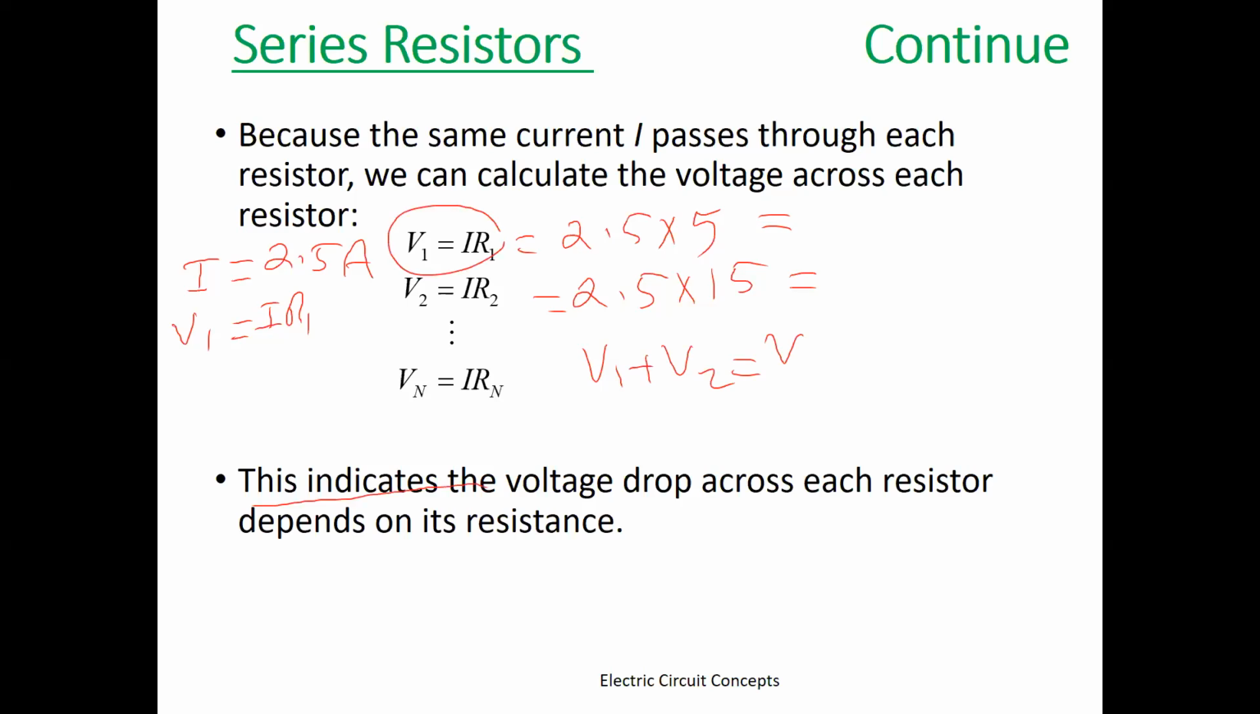This indicates that the voltage drop across each resistor depends on its resistance, because I is the same, so it depends on the value of R1, which will give us the value of V1. So these voltages, V1, V2, V3, up to Vn, are called voltage drops across the resistors. The voltage supply must always equal the total, or the sum, of the voltage drops, and this topic will be discussed later.